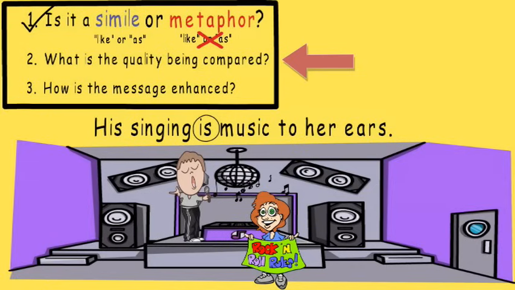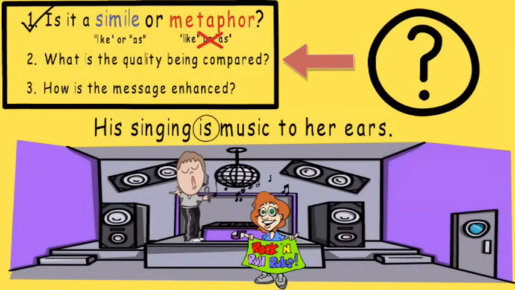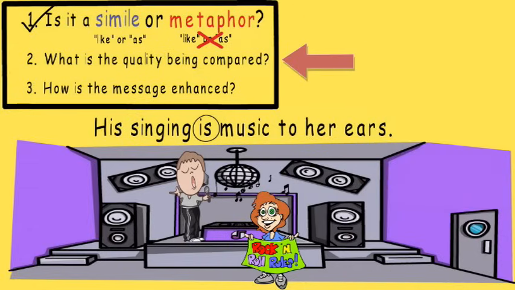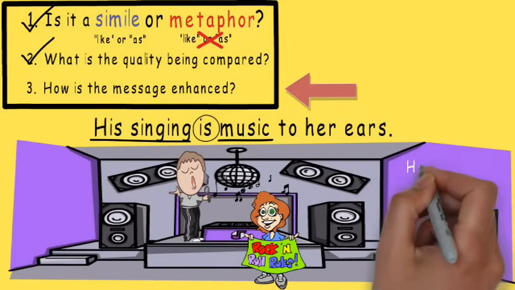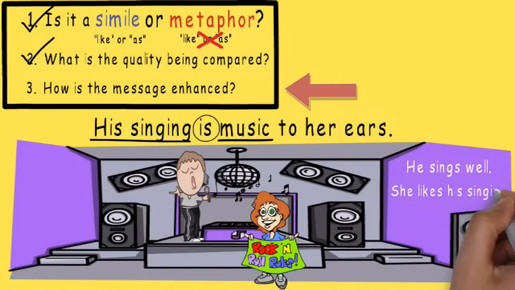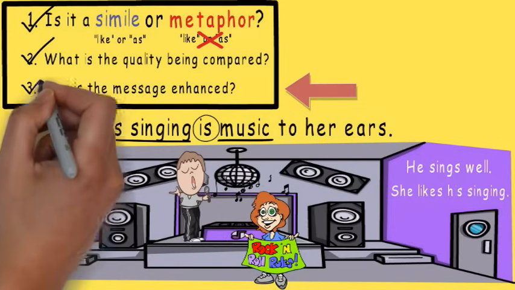Next, we need to note the quality being compared. Which two subjects is the author comparing in this metaphor? Well, the author is comparing his singing to music. So both his singing and music have a melodic quality. So why would the author use this metaphor? How is the message enhanced? Well, without this metaphor, the author could simply write, "He sings well," or "She likes his singing." Using a metaphor encourages the reader to use his or her imagination. Using a metaphor paints a more vivid picture for the reader.